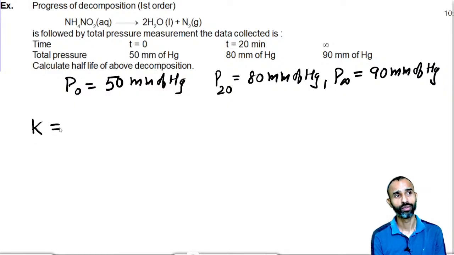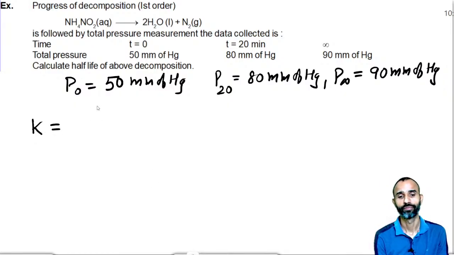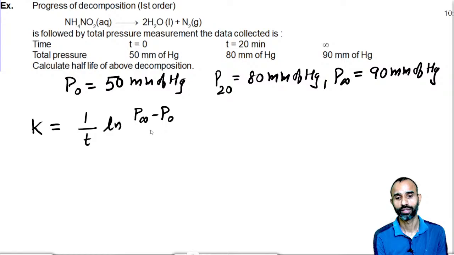K is one upon t natural log of P infinity minus P naught divided by P infinity minus Pt.